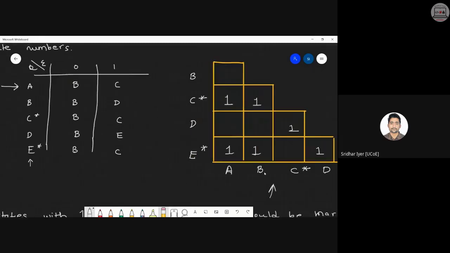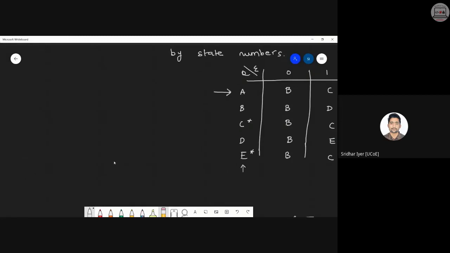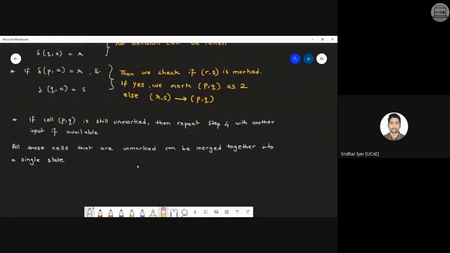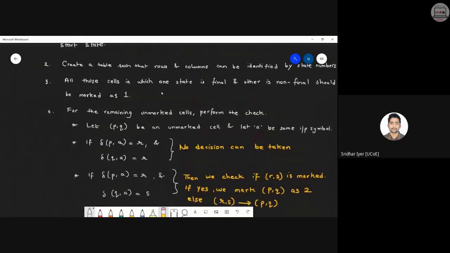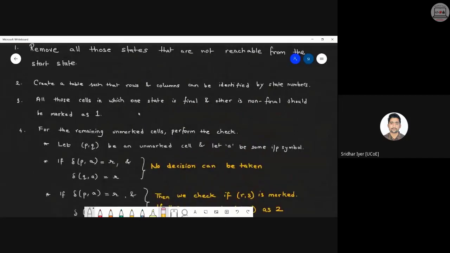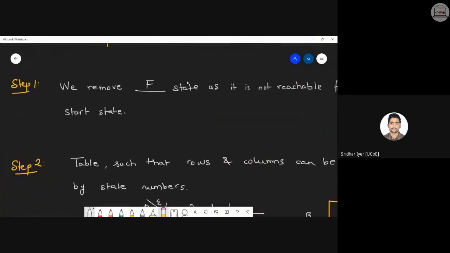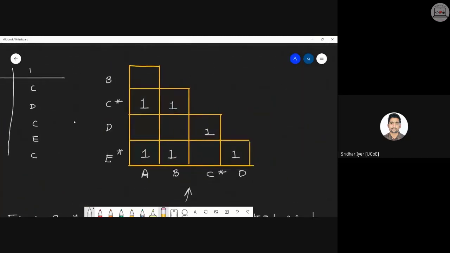But in step number three, it was mentioned that wherever there is a non-final state and a final state, you have to mark it with one. Read it once again. All those cells in which one state is final and the other is non-final should be marked as one. So in this case, this is your step number three.